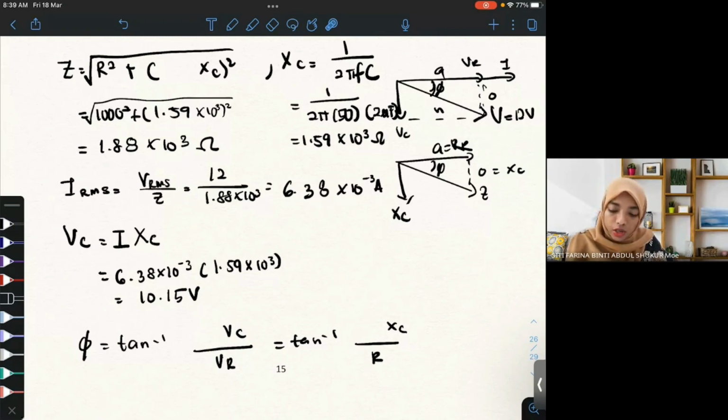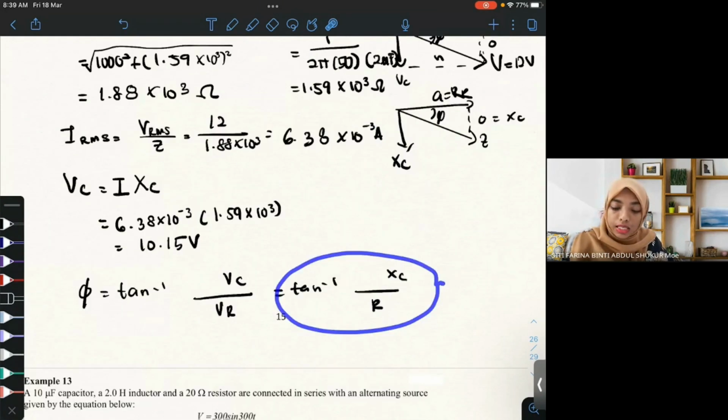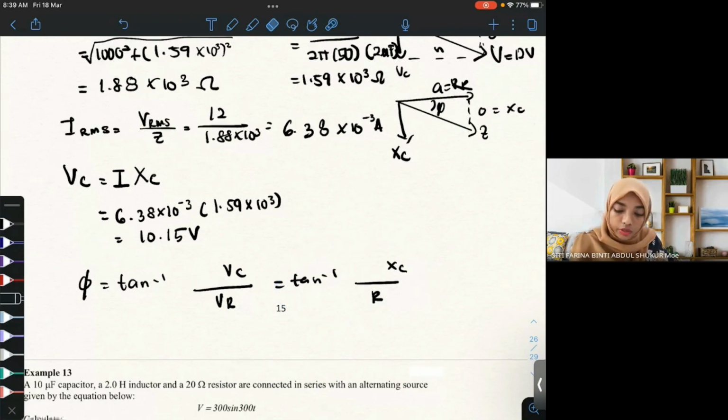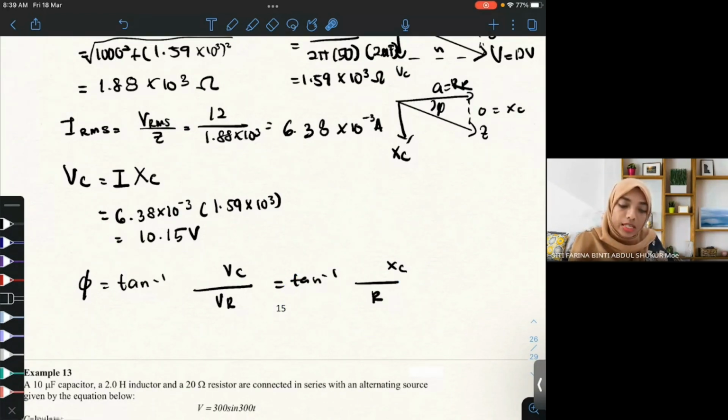Okay. And then kita tengok lagi lah. XC ada. R pun dah ada. And then straight away guna yang ni lah sebab semua nilai dah ada. Tak payah nak pergi cari VR. Kalau contoh kamu terlepas pandang bahagian ni, boleh juga guna yang ini. Tak salah. Masih tepat. It's just that extra work lah.